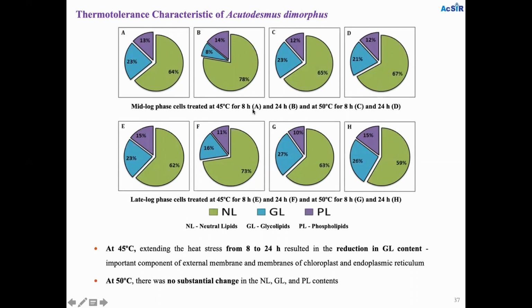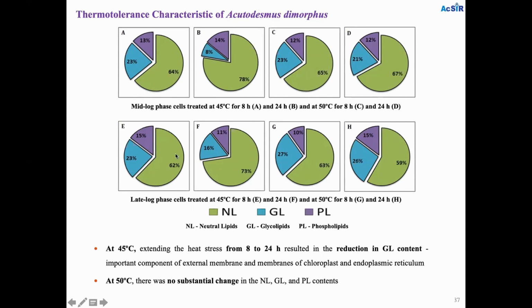So when the stress of 8 hours was extended to 24 hours, the neutral lipid increased from 64 to 78%, and this led to a decrease in the glycolipid content from 23% to 8%. Whereas at 50 degrees centigrade, as you can see here, the changes in the neutral lipid content were not so significant. It was around 65 and 67.